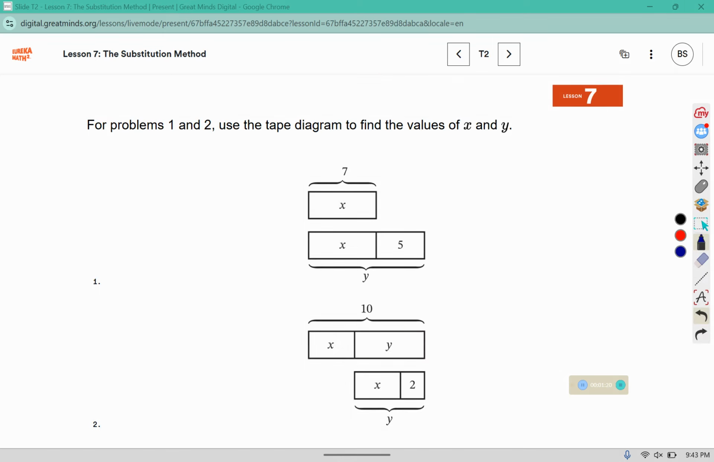For problems 1 and 2, use the tape diagrams to find the value of x and the value of y. Well, here it has an x, and it shows it's 7. So we can put a 7 here. Then this one is 7 and 5 together. 7 plus 5 is 12. So y has to be 12.